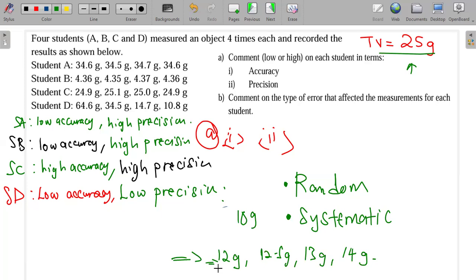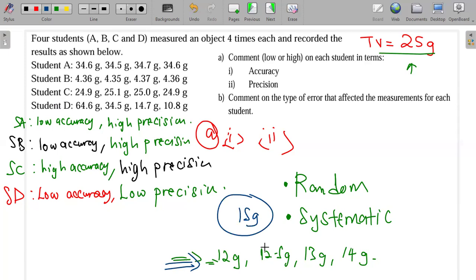Again, it's true for the other direction. Let's say my true value was maybe 15 grams, and then my measurements give these results as well. You see that all of them here are actually less than 15. So that is systematic what? Error. Okay, so the systematic error happens in one direction.